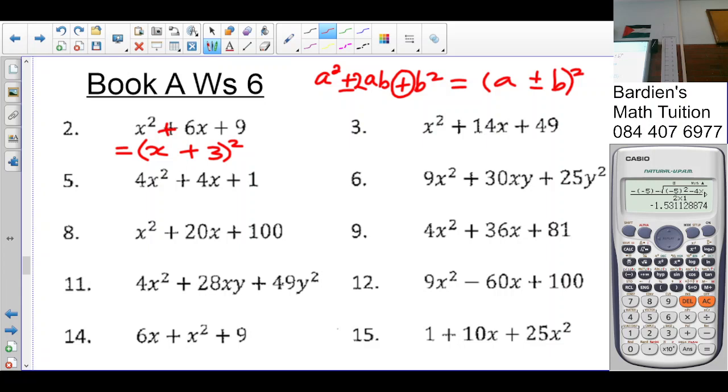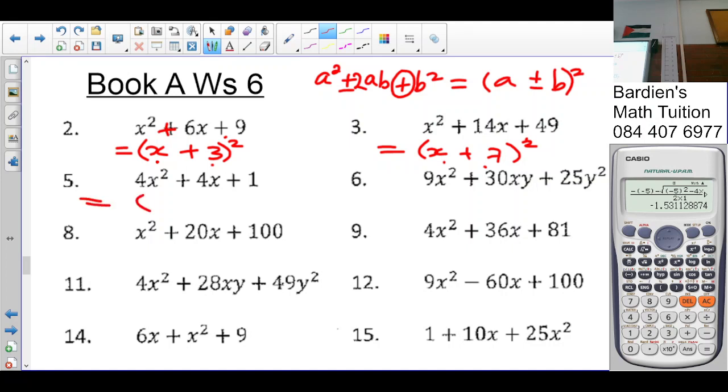Let's check for the middle term. What's x times 3 times 2? 6x, which is correct. Let's go to number 3. What's the square root of x squared? x. So the square root of 49? 7. Plus or minus? Plus. Let's check the middle term. X times 7 times 2? 14x. Let's go to the next one.